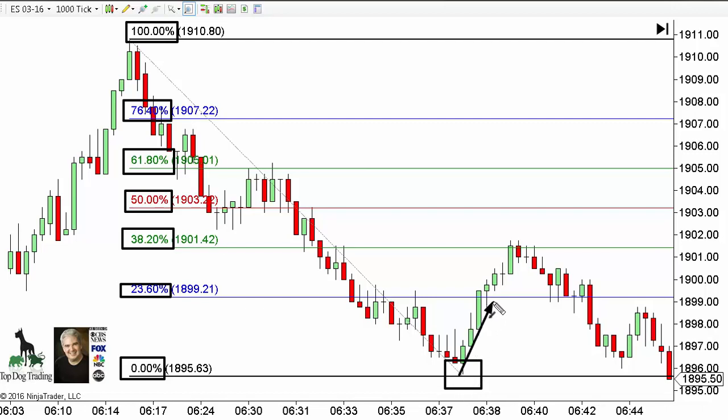Now, here's the tricky part that a lot of people don't talk about with Fibonacci retracements for day trading. And by the way, this works for swing trading, it works for E-minis, stocks, forex, whatever. So we come to our first Fibonacci retracement, and these are essentially support resistance levels.